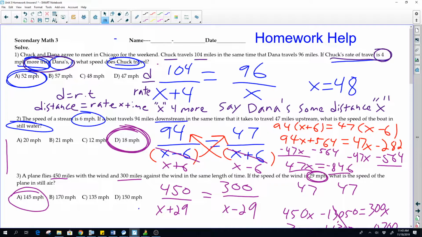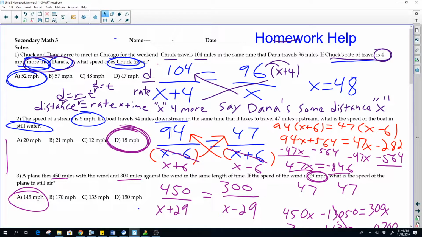So if we're solving for time, you would divide rate to the other side so that time is equal to distance over rate. Or vice versa. So there's our setup. Chuck is 104 over X plus 4, and then Dana's is 96 over X. Cool. So then we cross multiplied. When we cross multiplied, we got 104 times X is equal to 96 times X plus 4. And then we distributed the 96 through like that.